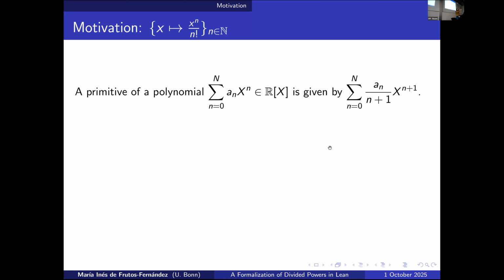Now you can again take this primitive and integrate again. If you do that, you end up with n plus 2 times n plus 1 in the denominator. And if you keep doing this, you end up with some large product of integers.